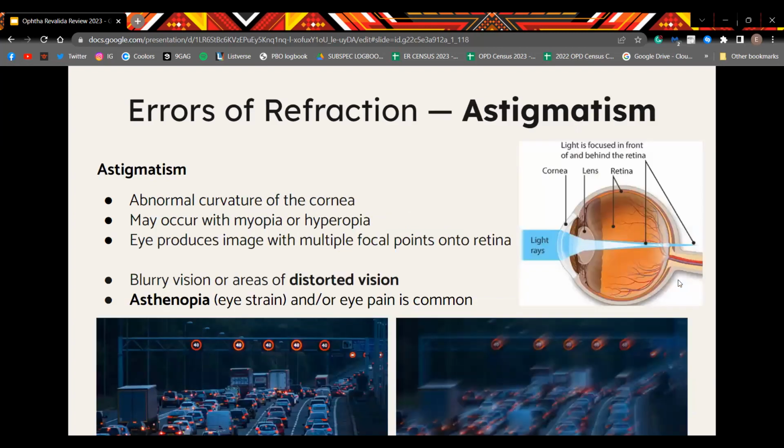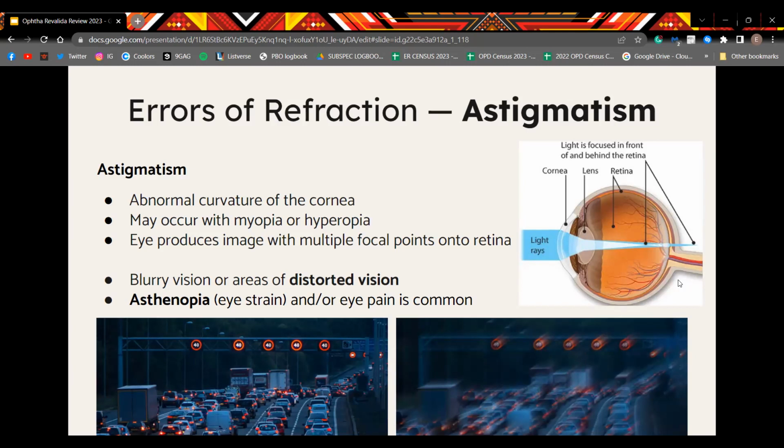Next area of refraction, astigmatism. This is caused by abnormal curvature of the cornea, and it's characterized by blurring of vision, most often described as distorted vision. Iba-iba sila ng description. Usually, ang description niya is parang may shadow. Pag pinapabasa mo ng letters, yung letters may shadow. Yun yung describe nila. Or minsan, sinasabi nila yung letters may buntot.